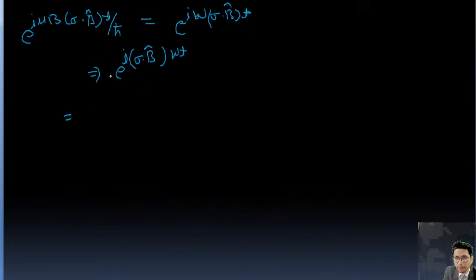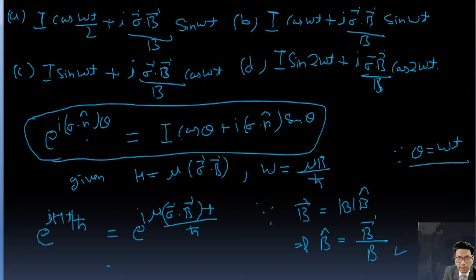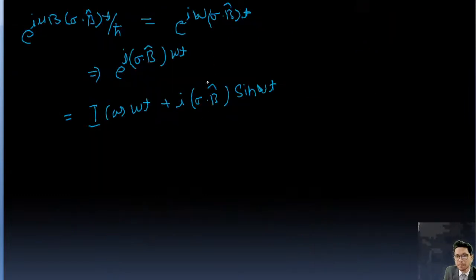So it is going to be iota cos omega t plus iota sigma dot b cap sin omega t. This formula we have used, right? This one, e to the power iota sigma dot n cap theta. N cap is a unit vector. Theta equal to iota cos theta plus iota sigma dot n cap sin theta. So we have used this formula. We have made first this into this form, and then we have used this formula.